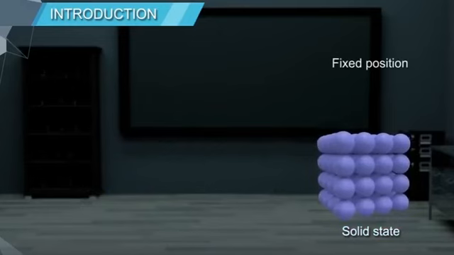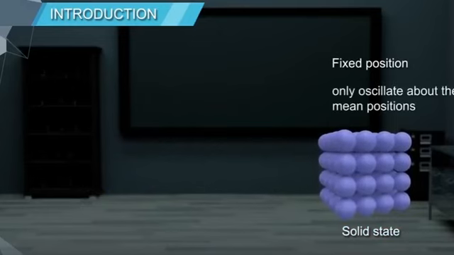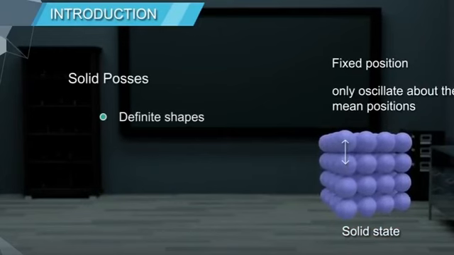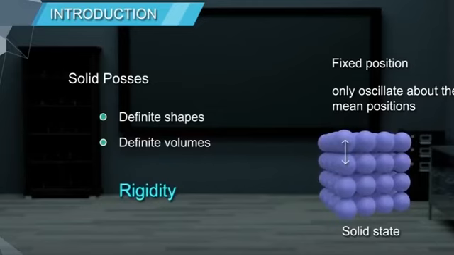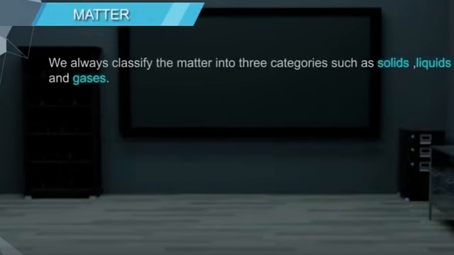They are tightly packed, they have a fixed position, they can only oscillate about their mean positions. These are the main important properties: definite shapes, volumes, and which comprises the rigidity. What is matter? We always classify matter into three categories: solid, liquid, and gases. So liquids and gases we have studied. Now it's the body of solids.